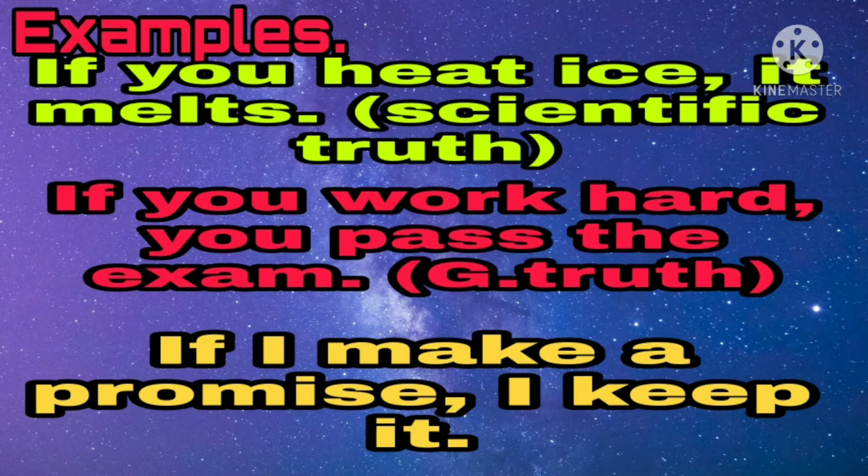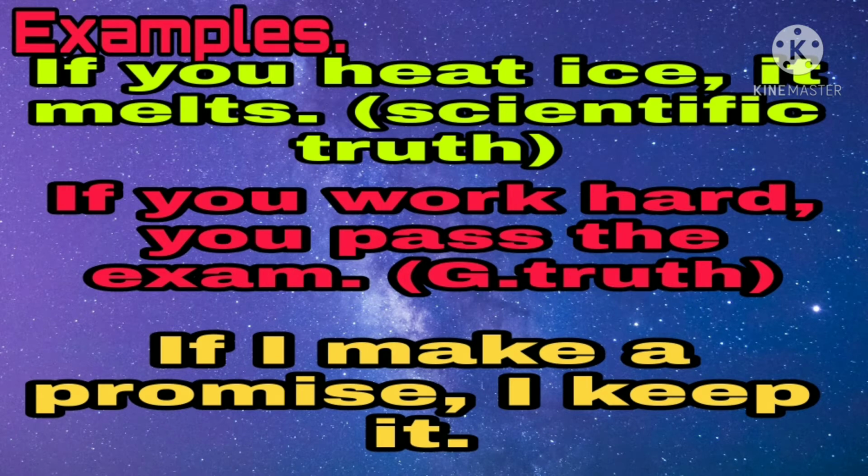So students, the next example is: if you work hard, you pass the exam. Here, "if you work hard" is the subordinate clause, and "you pass the exam" is the main clause. So it's just a general truth. Then the last example is: if I make a promise, I keep it. Here it's also a general truth.